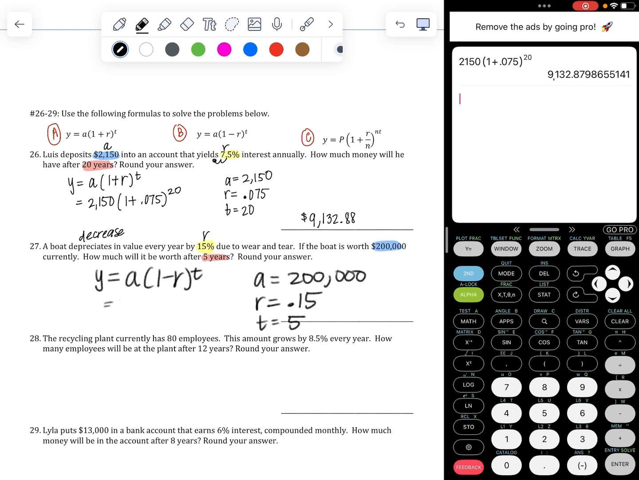Plug this all in. All right, guys, so I'll be plugging this in: 200,000 times parenthesis 1 minus 0.15 parenthesis to the power of 5. And then you should get 88,741.06.